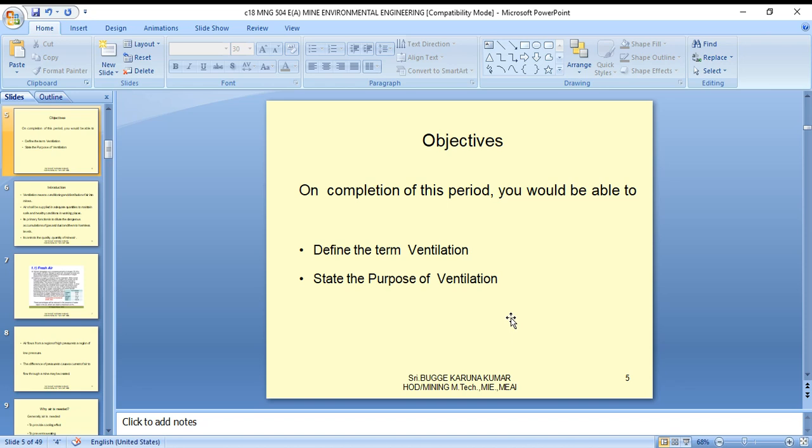Around 49 to 50 slides are there. One by one, you go through them for further study.